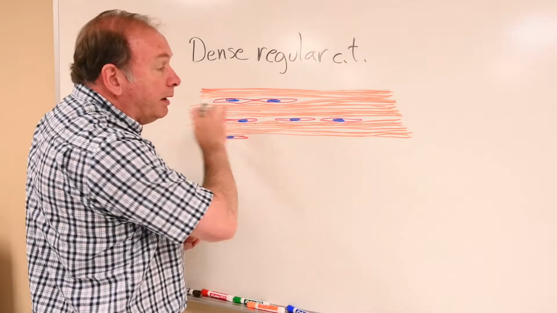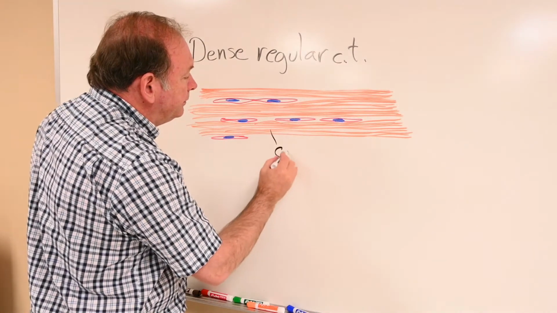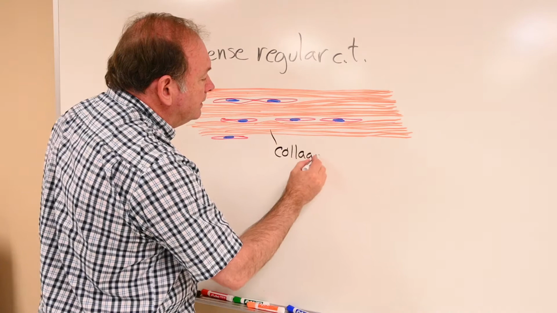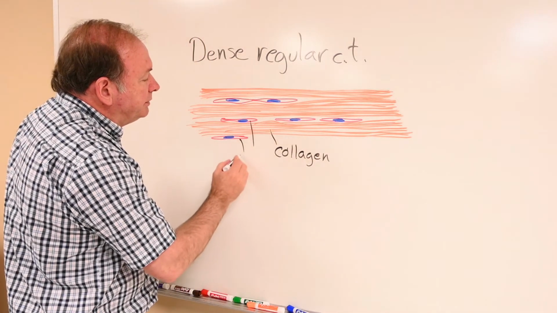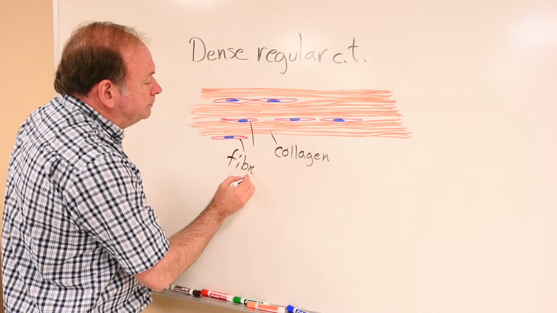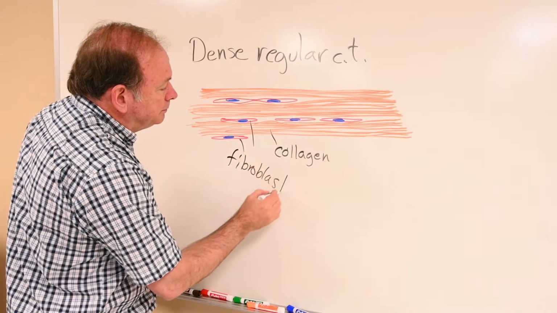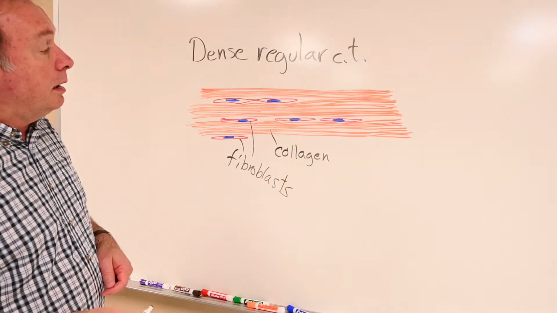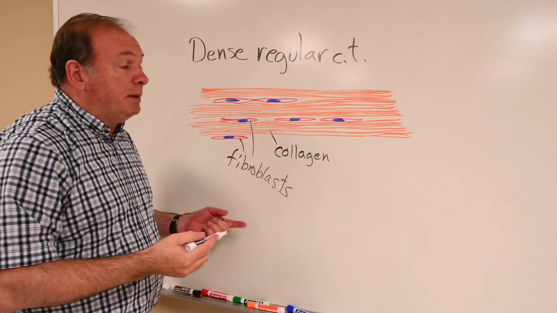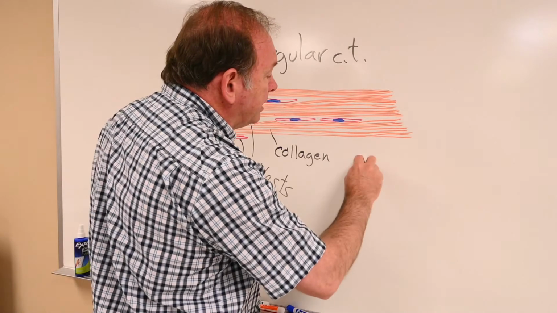just parallel rows of collagen and then fibroblast cells. Collagen and fibroblast cells, and as I mentioned, this makes up your tendons and ligaments.